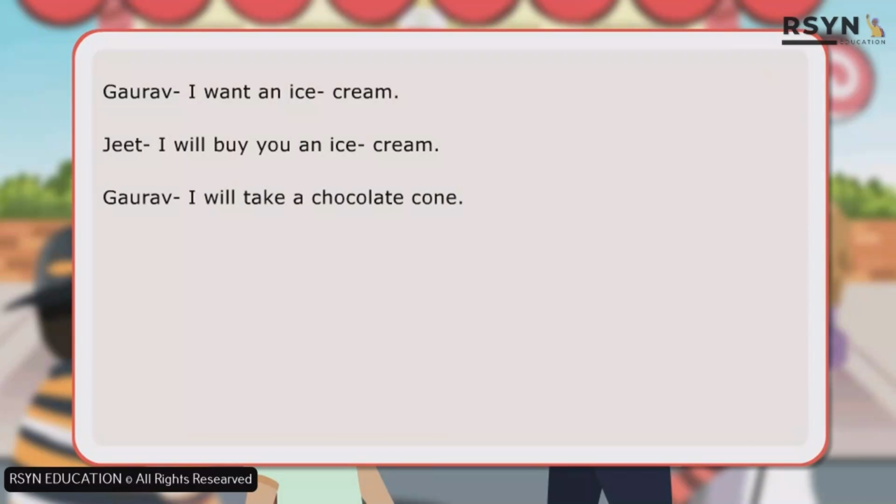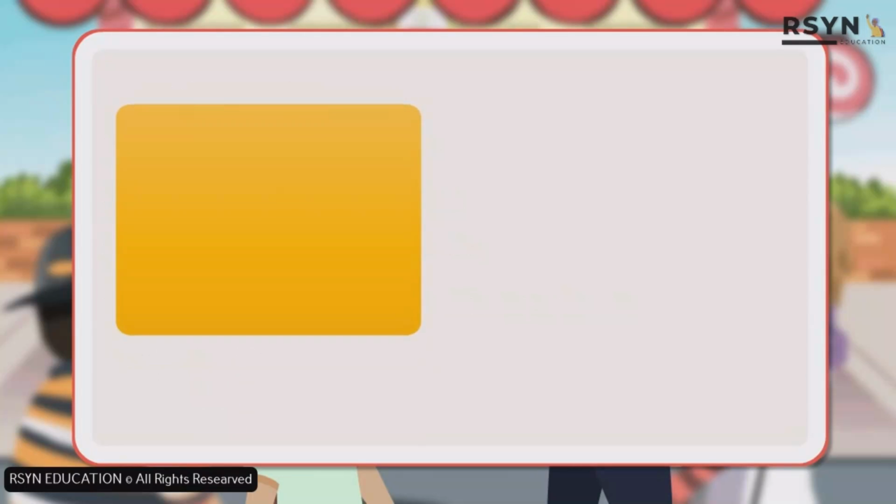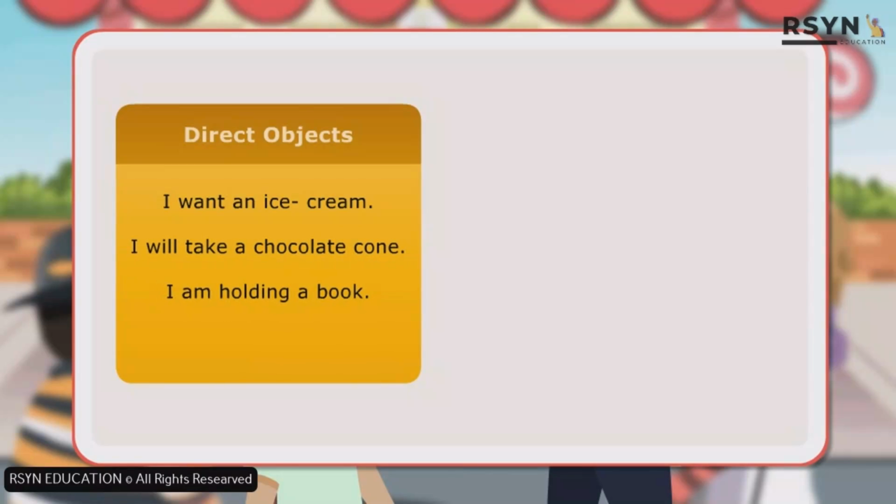In the dialogues, the boys have used sentences in which there is a direct receiver of the action performed by the subject and also another person involved in the action. Here are some examples of sentences with direct objects. I want an ice cream. I will take a chocolate cone. I'm holding a book.